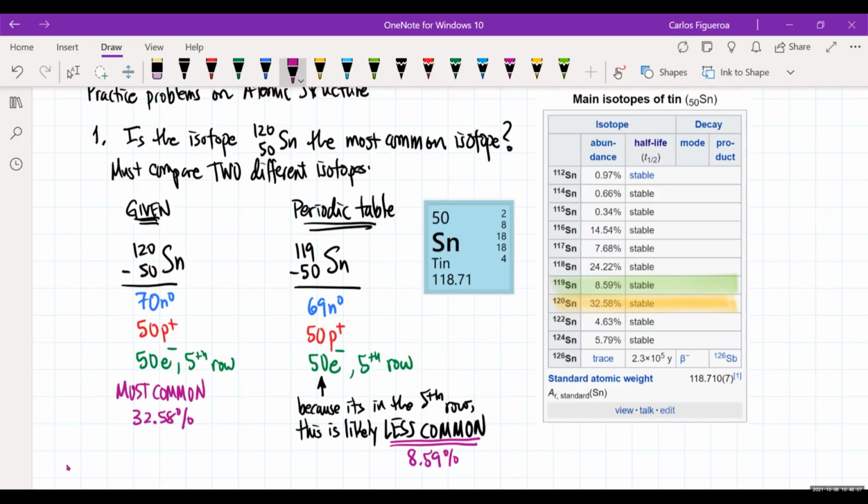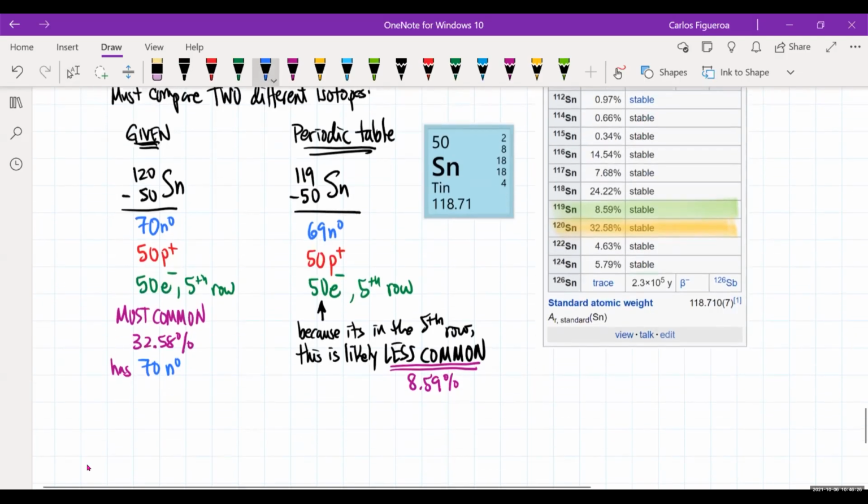So why is this the most common? The most common has 70 neutrons. This one is the least common because it has 69 neutrons. It's the number of neutrons that tell you what it is.